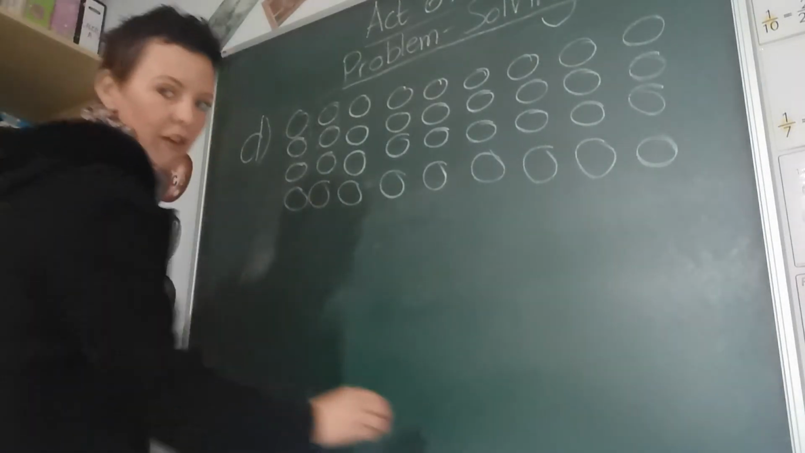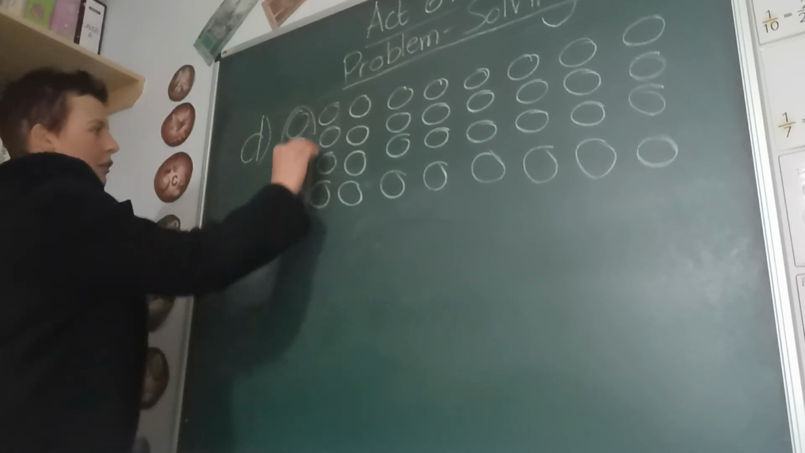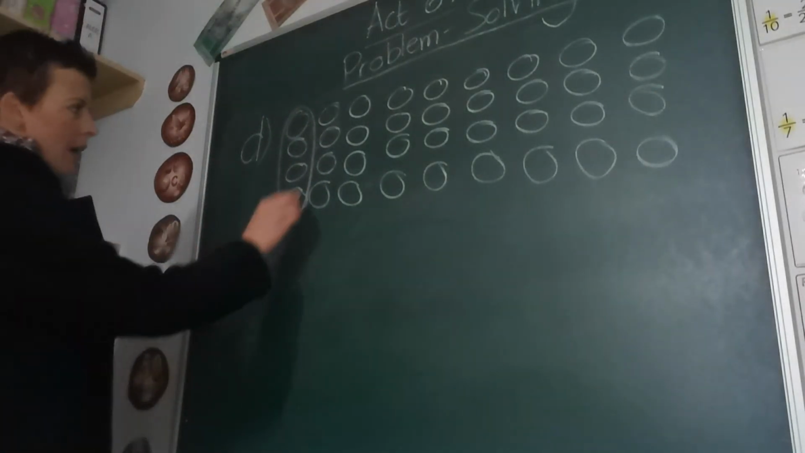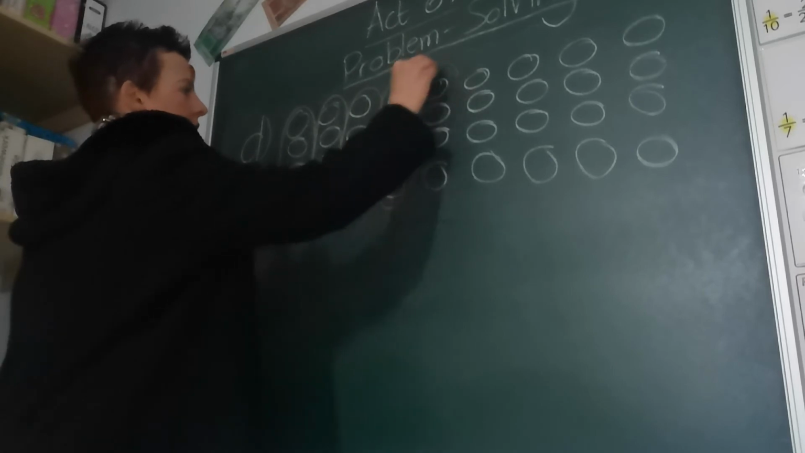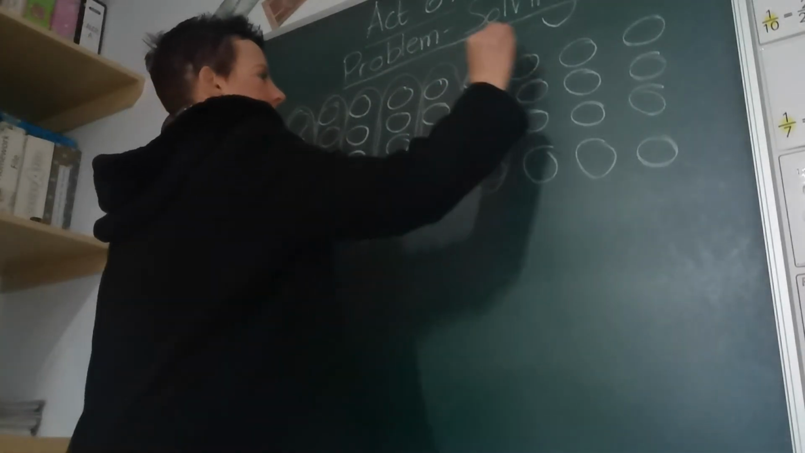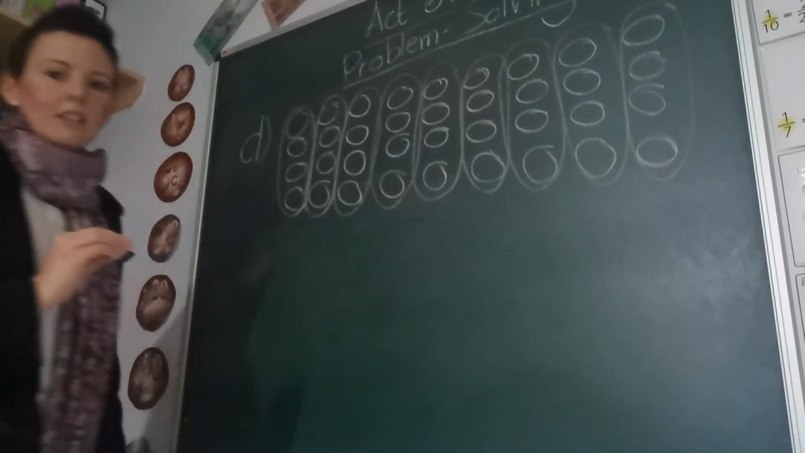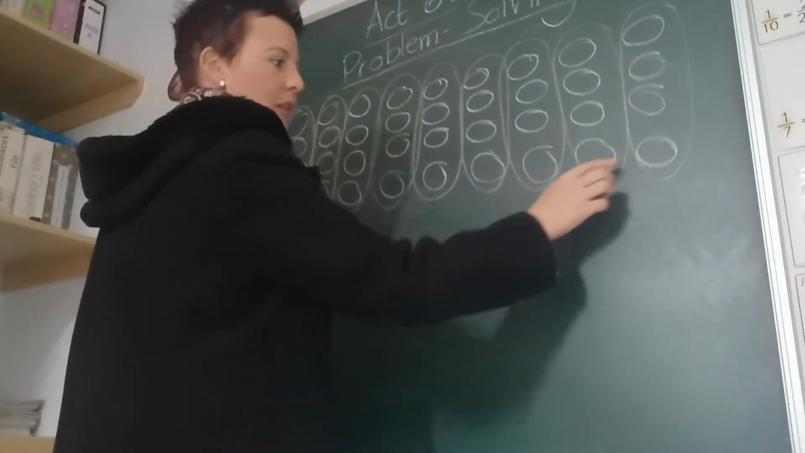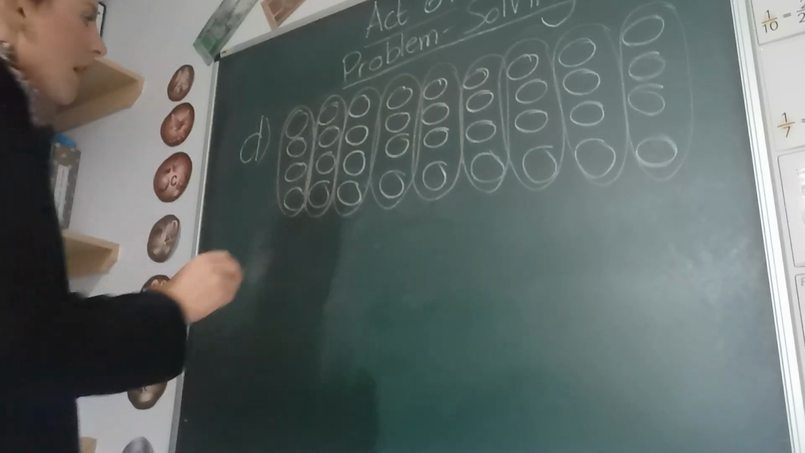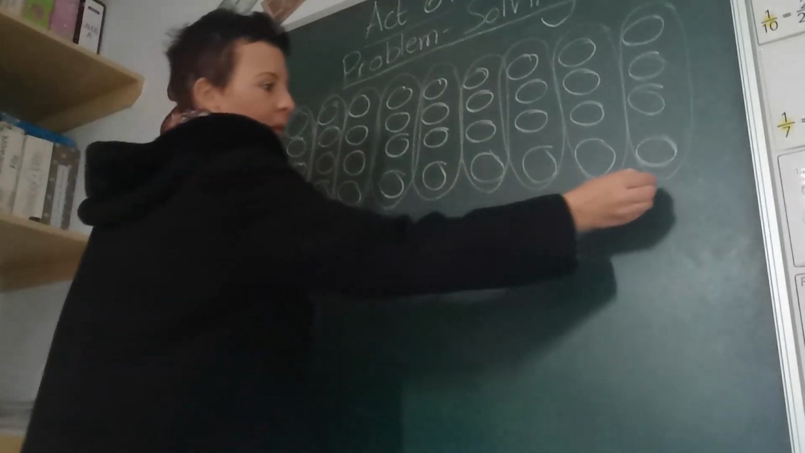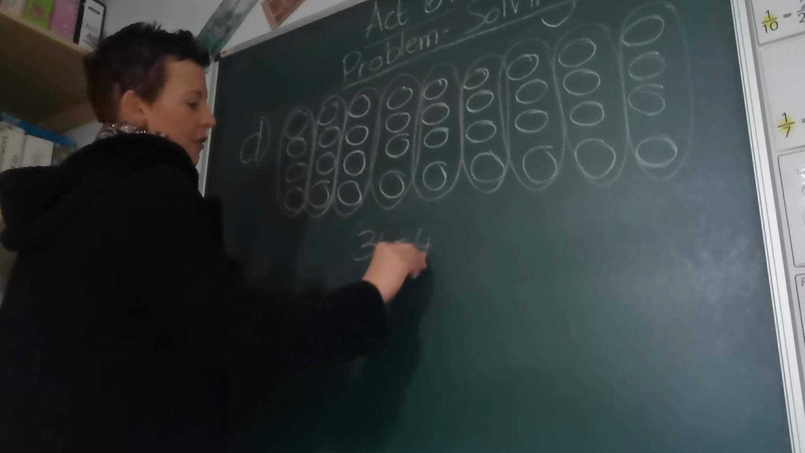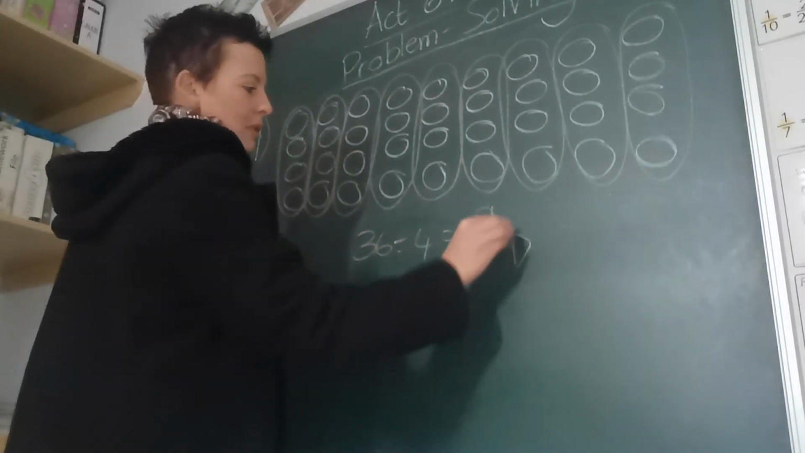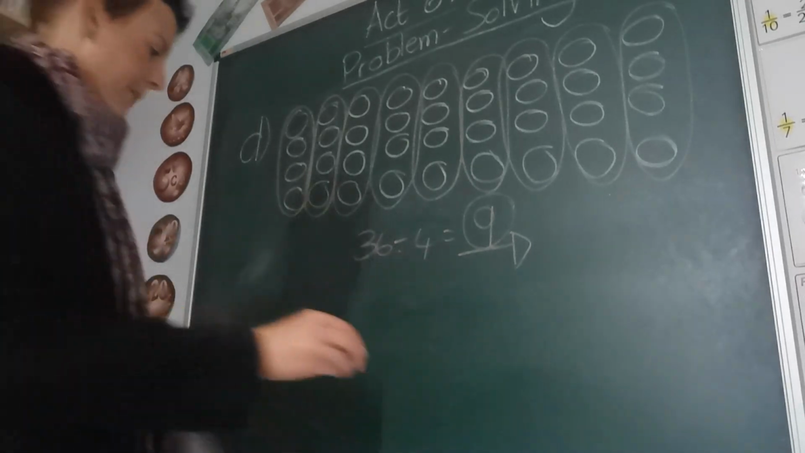Okay, so he must make groups of 4. Okay, there's one group, so we're going to count how many baskets he can make now. One basket, 2, 3, 4, 5, 6, 7, 8, 9. Okay, so you can pack 9 baskets. You see I make groups of 4. The apples are made into groups of 4. And you count how many groups you make. It's going to be 9. Okay. So 36 divided by 4 is going to give you 9. So he's going to be able to pack 9 baskets. Okay. Good luck.